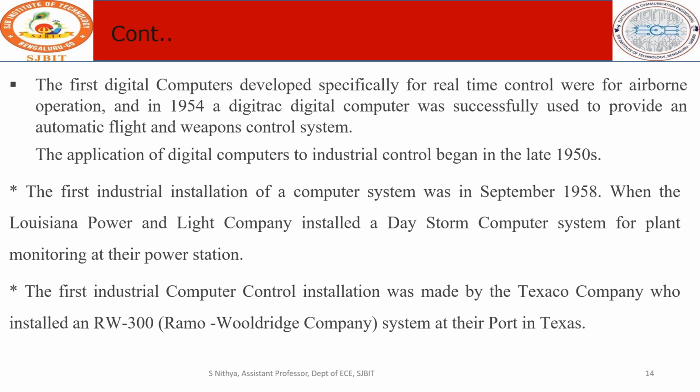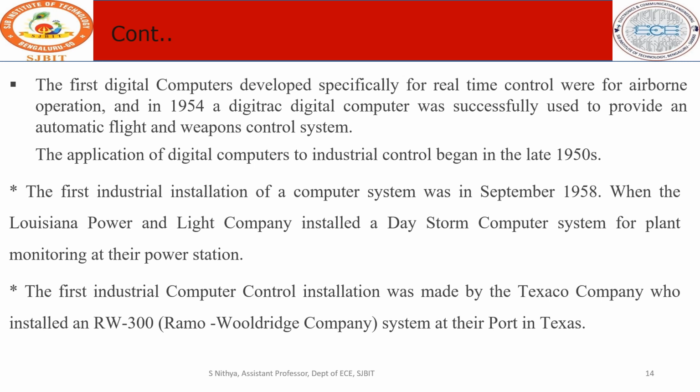The application of digital computers to industrial control began in the 1950s, and the first industrial installation of a computer system was in September 1958, when a power and light company installed a Daystrom computer system for plant monitoring at their power station.